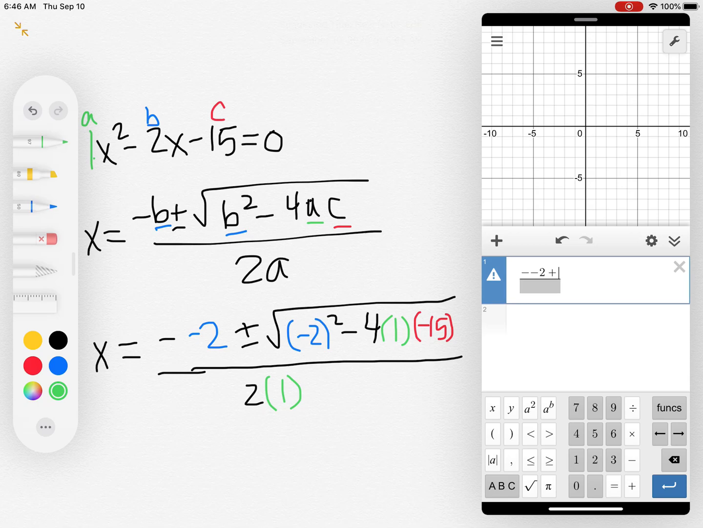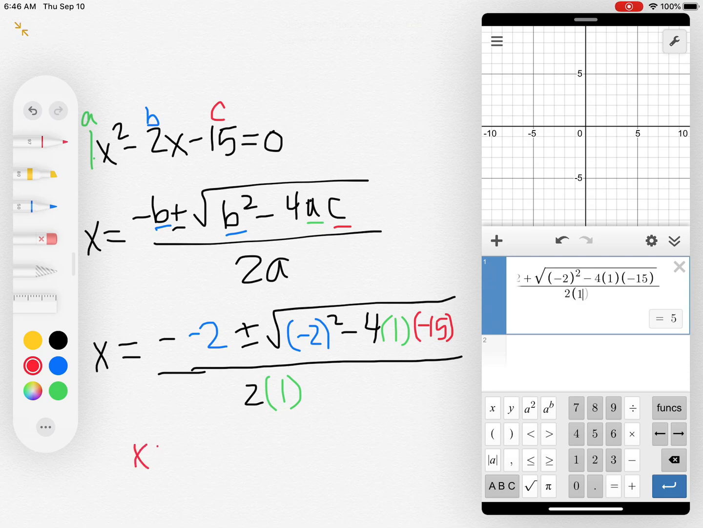So I'm going to do plus first, square root, and the square root will get bigger as you type stuff into it. Parentheses negative 2, close your parentheses, squared, minus 4, parentheses 1, parentheses negative 15, and I'm done with the top part of my fraction. So if I click in that gray part in the bottom, it will type in the bottom, 2 parentheses 1. When I do that, Desmos spits out an answer at me, which is 5. So one of my solutions is x equals 5.